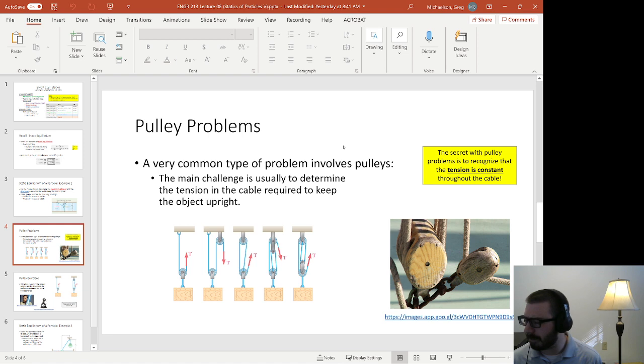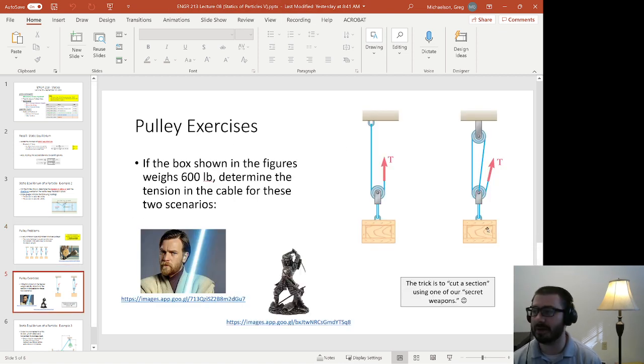So the big thing, the secret with pulley problems, is to recognize that the tension is constant throughout the cable. And the other thing that's valuable is our secret weapon. And I mentioned this in class today. I have a running joke that the secret weapon of structural engineering, although it's true with engineering in general, is a samurai sword or a lightsaber if you're a sci-fi fan. Because one of the valuable tools at our disposal is the ability to cut a section.